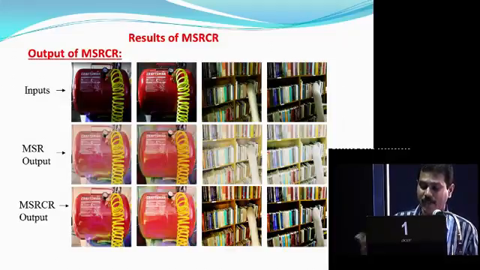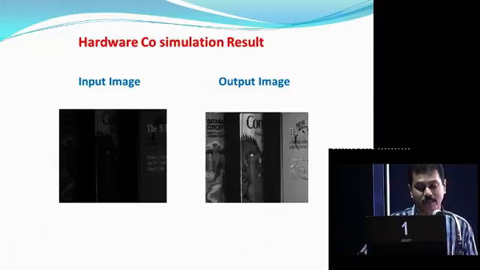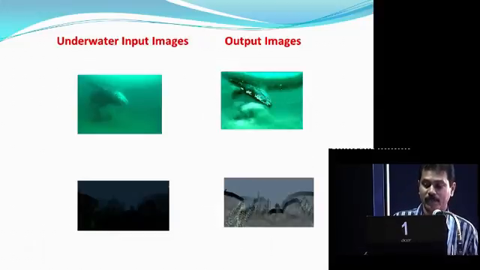And since the RGB components are coming together, there will be some color problem. In order to restore whatever color we have lost, we use this color restoration program. Then these are the hardware co-simulation results, the input image as well as the output image. This is actually done with the FPGA. In the underwater image, you can see some patches in the output images. This is because it has been done using only the single-scale Retinex algorithm. Once it is processed using the multi-scale Retinex algorithm, the patches can also be removed.